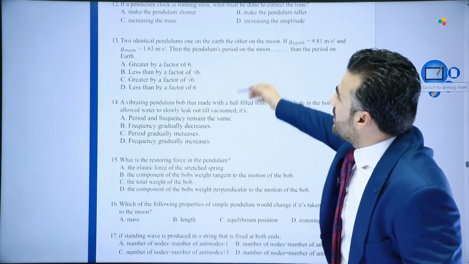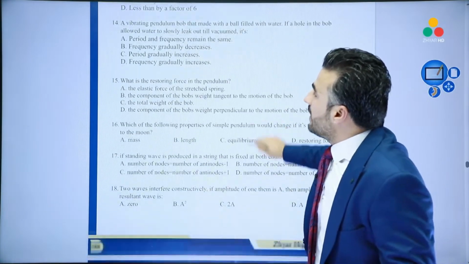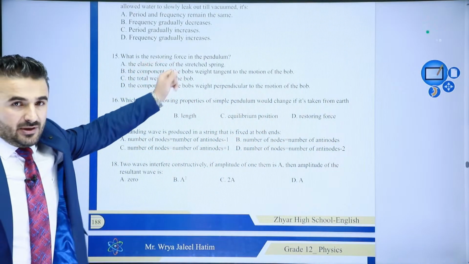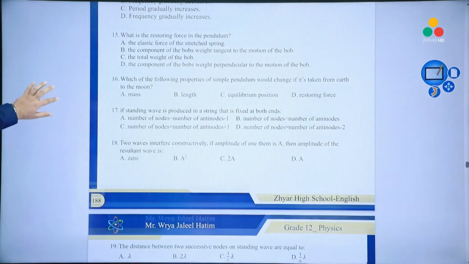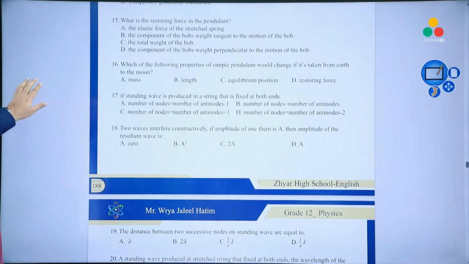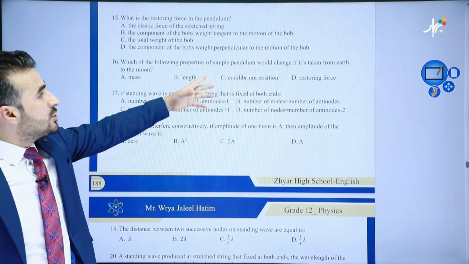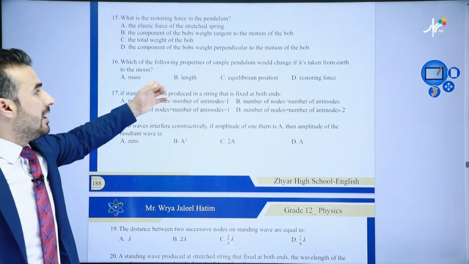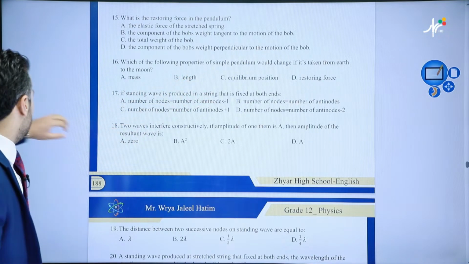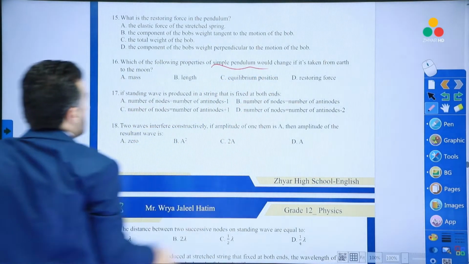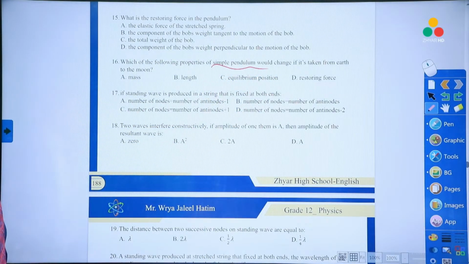Okay, the rest is easy. You can see these are easy. Okay, let's see. It says, what is the restoring force in a pendulum? We talked about this previously. Which of the following properties of a simple pendulum would change if it is taken from the Earth to the Moon? Watch this. This is very important. Properties of a simple pendulum that would change if taken from the Earth to the Moon.